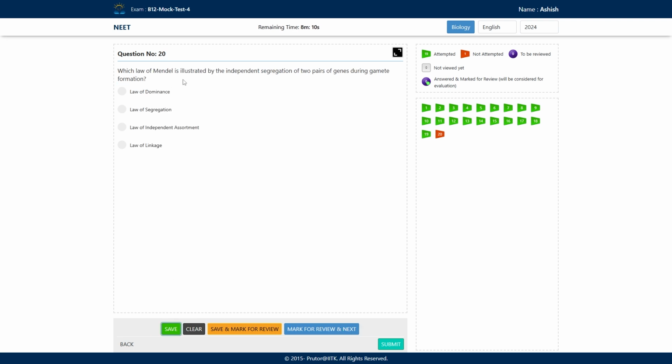The next question: which law of Mendel is illustrated by the independent segregation of two pairs of genes during gamete formation? Is it the law of dominance, the law of segregation, the law of independent assortment, or the law of linkage? What would be the correct answer?